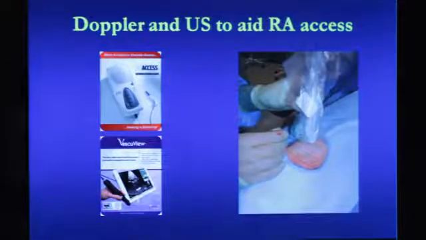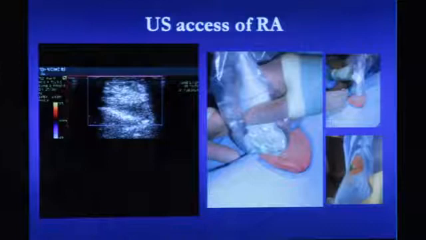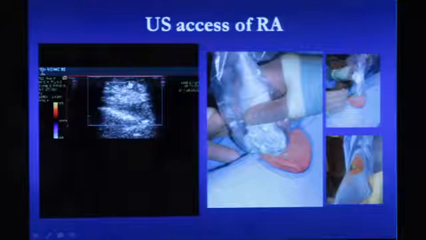We can use palpation to get access into the radial artery, but we can also use Doppler and ultrasound. There are various Doppler needles available, and ultrasound is something which is very useful. This is a slide which shows radial artery access using ultrasound. And over here, our ultrasound is able to show us the radial artery.